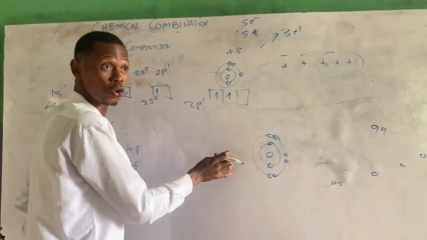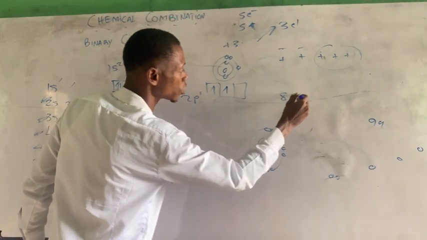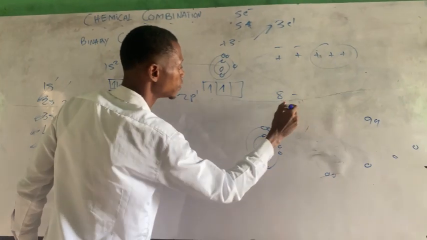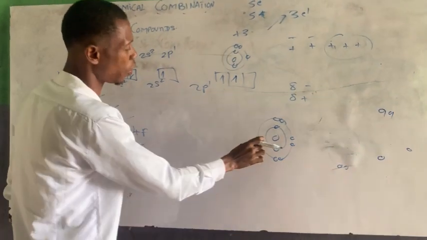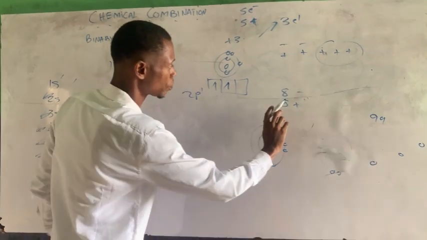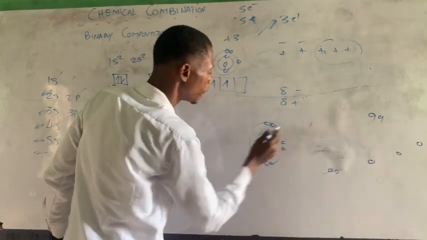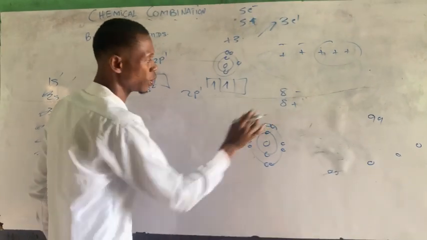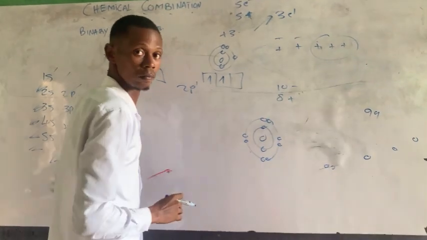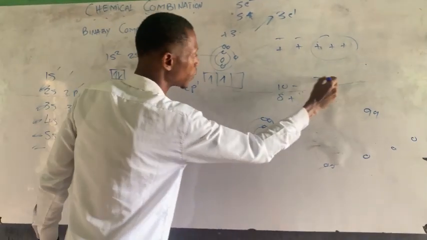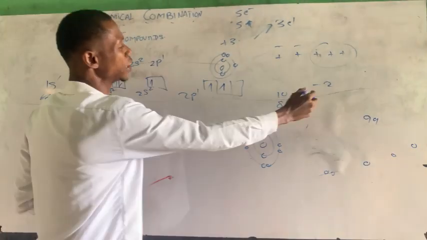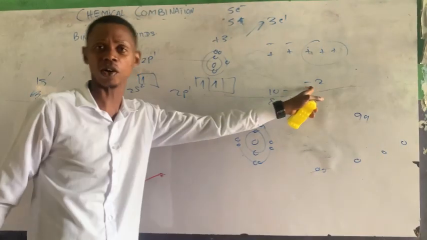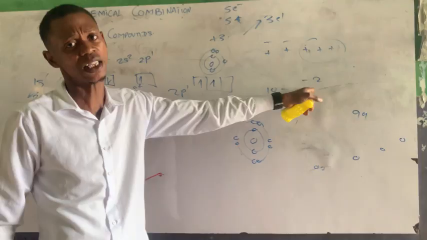So what will the oxygen do? Remember, they get 8 electrons, 8 negative and 8 positive. The oxygen here is going to collect an extra 2 electrons, which makes this 10. If you balance this, you will see something remaining at -2. So this is the oxidation number of oxygen. But this is not the valency of oxygen.